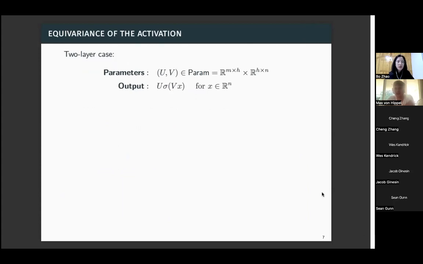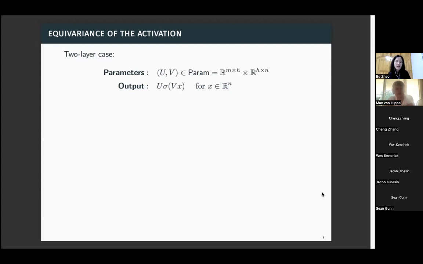And then we'll talk about another concept called the equivariance of the activation. To consider a simple example, let's consider a 2-layer neural network. Here the parameters are 2 matrices U and V, and they are often called the weights of the 2 layers of the neural network. And X here is the input, the data. So the output here, U sigma of Vx, is the output of the neural network and is going to be compared against the label. But for now, we are only interested in the structure of this neural network.